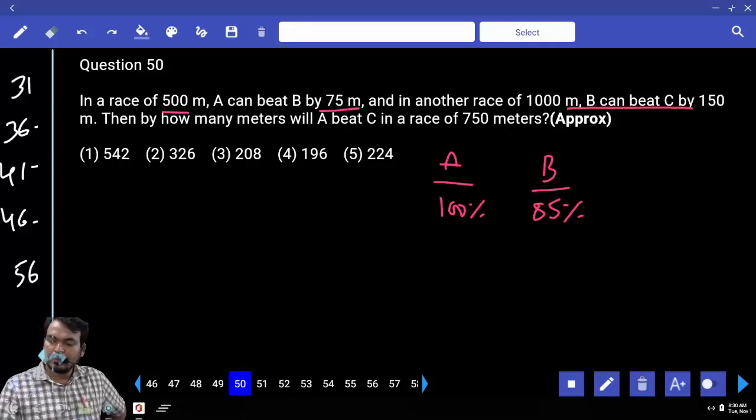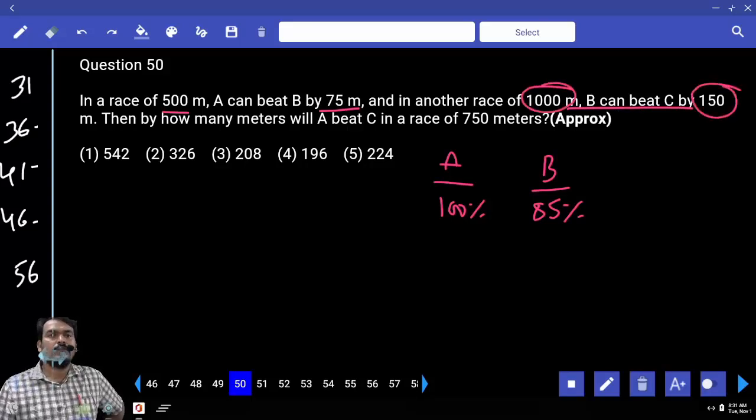What is the relation between B and C? Out of 1000, 150 difference. 150 is what percent of 1000? 15%. 15% means C compared to B, 15% less or more? Lesser. What is the 10% of 85?